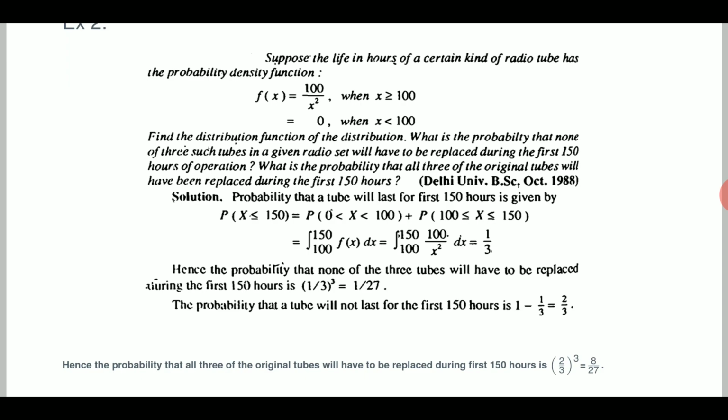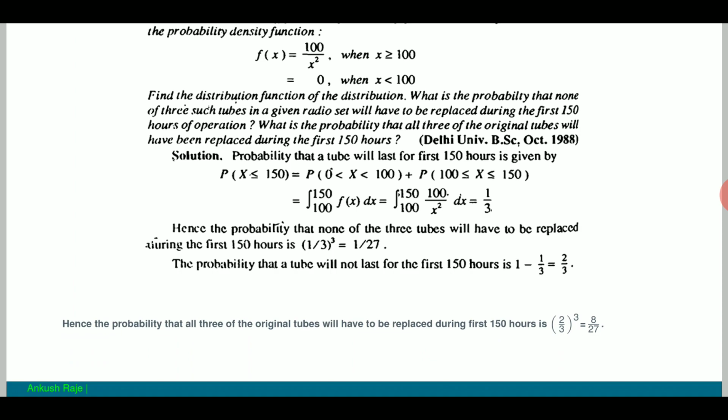Reliability test. I have already mentioned this word, reliability test, in the beginning itself when I was telling the significance of studying this course, probability and statistics in particular. The next question is, what is the probability that all three of the original tubes will have been replaced during the first 150 hours? Let us see how to approach this problem.